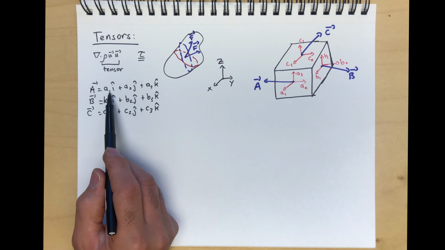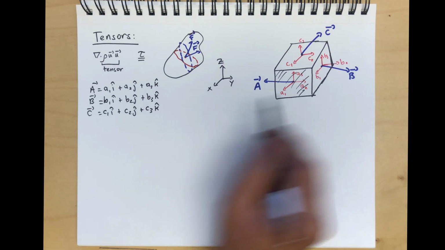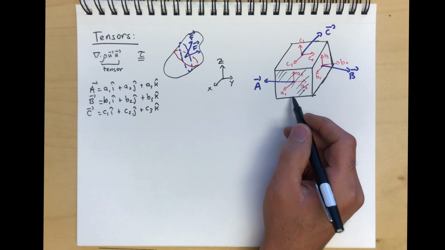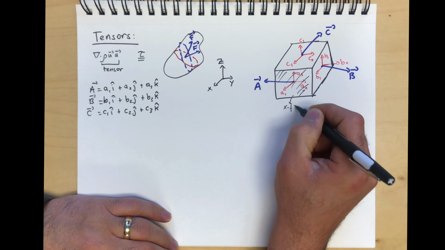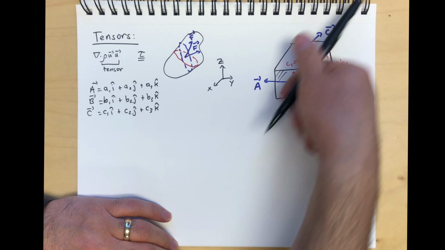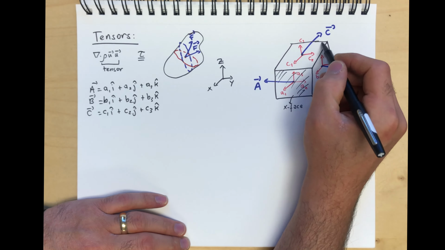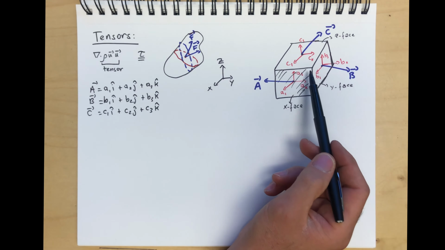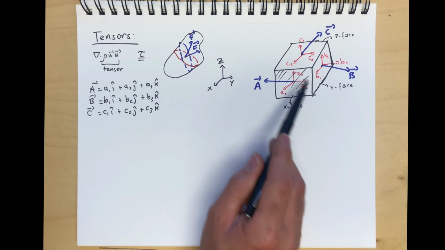If you think about it, this A vector happens to be on this face, the B vector is on that face, and the C vector is on the z face. So what if we use the face as this additional index? We call this face the x face, because it is perpendicular to the x-axis, which points in this direction. We call this one the y face, and that one the z face. Then we use the face as an additional index to describe where we are.